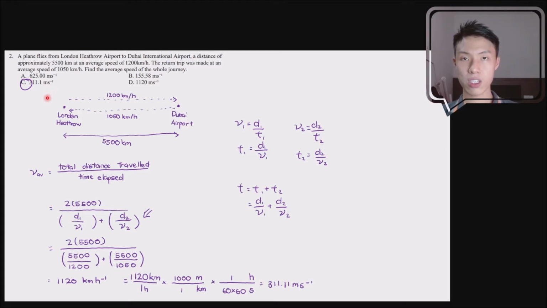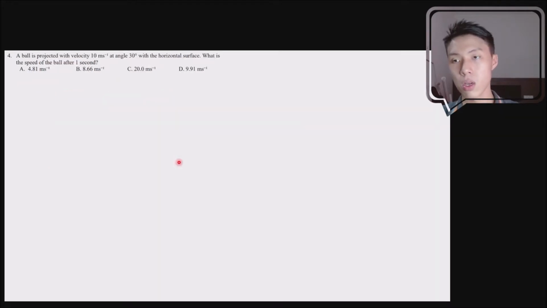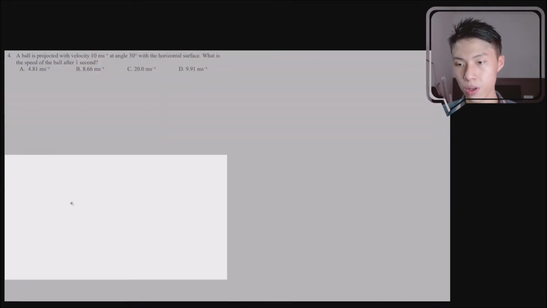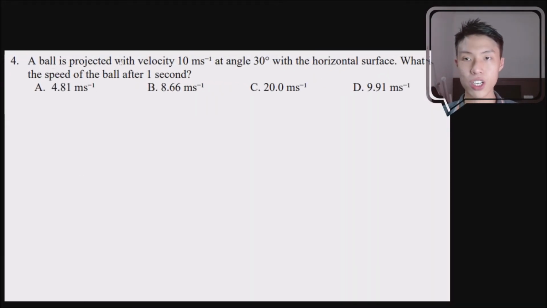Let's move on to the next question. Question 4. A ball is projected with a velocity of 10 meter per second at an angle of 30 degrees with the horizontal surface. What is the speed of the ball after 1 second?